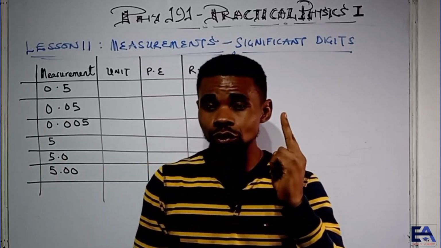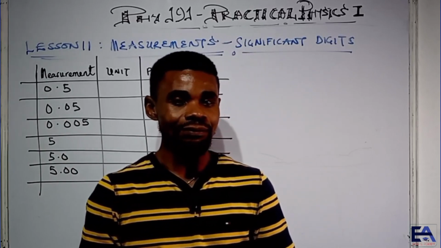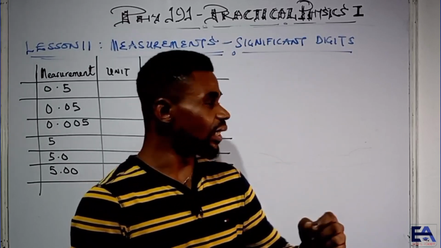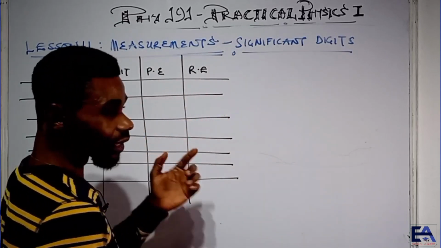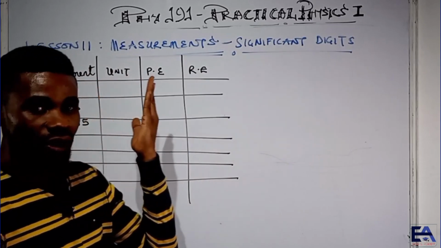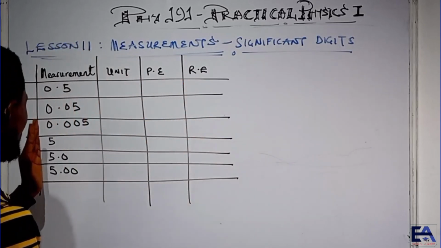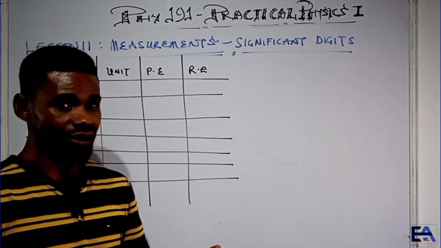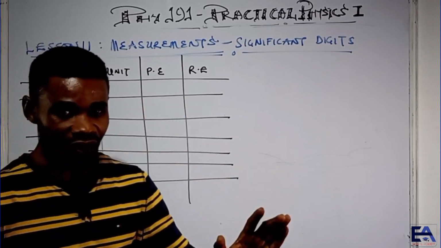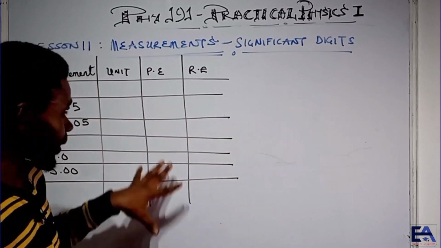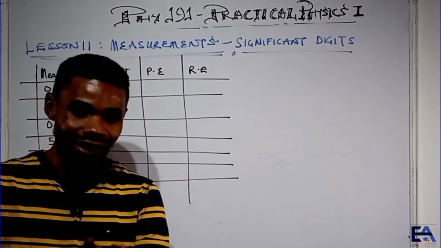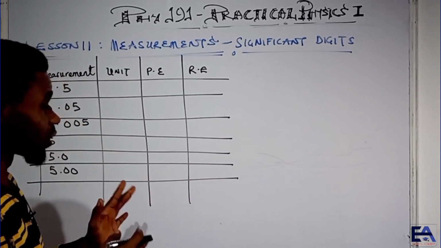Number two about significant digits concerns the number of zeros before the number and the number of zeros after. The zeros before the number are not significant. The ones after are significant. I'm going to use this table to show you why they are not significant or why they are significant. You're going to see it yourself.